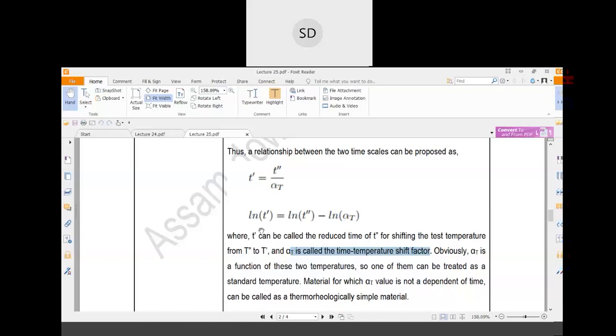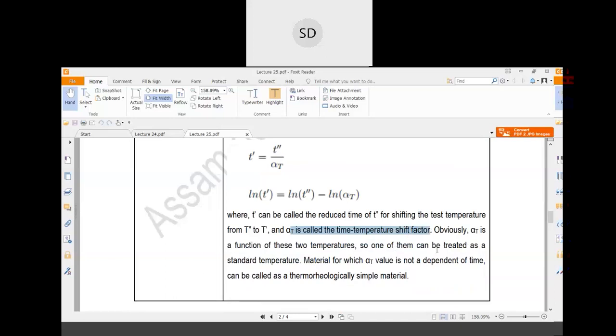alpha T basically represents that shifting of the temperature or test temperature, and it is called the time temperature shift factor. Obviously alpha T is a function of these two temperatures, that is, it is a function of capital T' and T''. So one of them can be treated as a standard temperature. A material for which the alpha T value is not dependent on time can be called a thermorheologically simple material. For a material for which alpha T is dependent on time, that type of material is called thermorheologically complex, and the model for which alpha T is not dependent on time could be called a thermorheologically simple material.